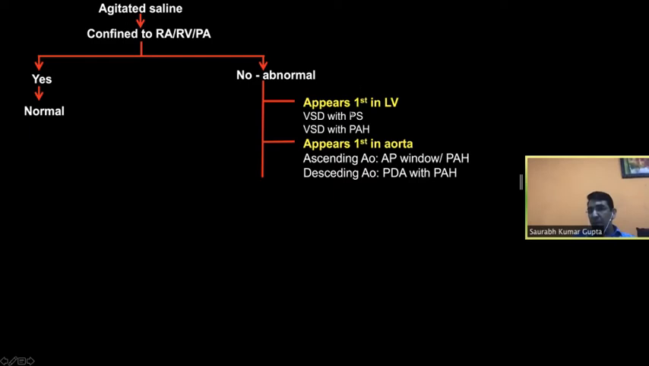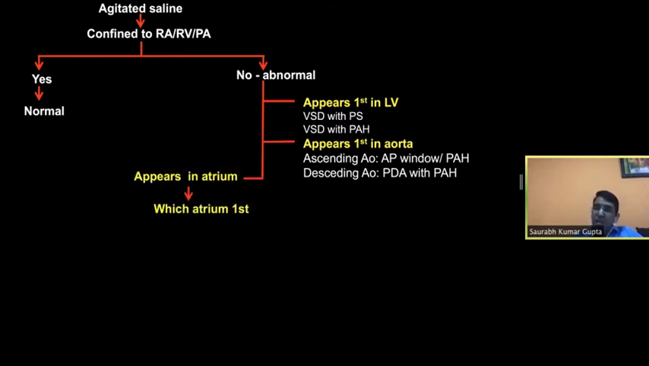It may happen that it first appears in the left ventricle when it is VSD with pulmonary stenosis. It may also happen with VSD with PAH. It may also be the case that it appears first in aorta, in which case, if it is ascending aorta, then it is AP window. If it is descending aorta, then it is PDA with PAH.